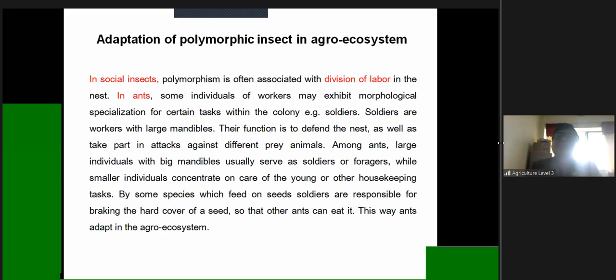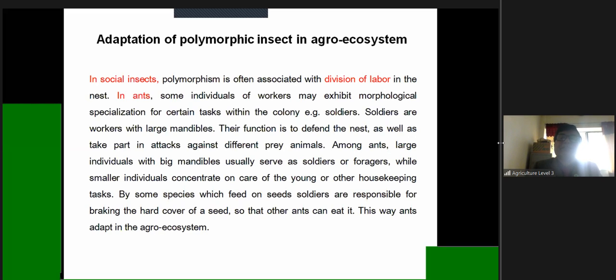In social insects, polymorphism is often associated with the division of labor. We know it. Actually, in social insects, they have different castes, and caste is determined based on the division of labor, and this division of labor makes the social insects polymorphic because caste depends on their activities, and activity depends on their physical, physiological, morphological differences. And what are those differences?